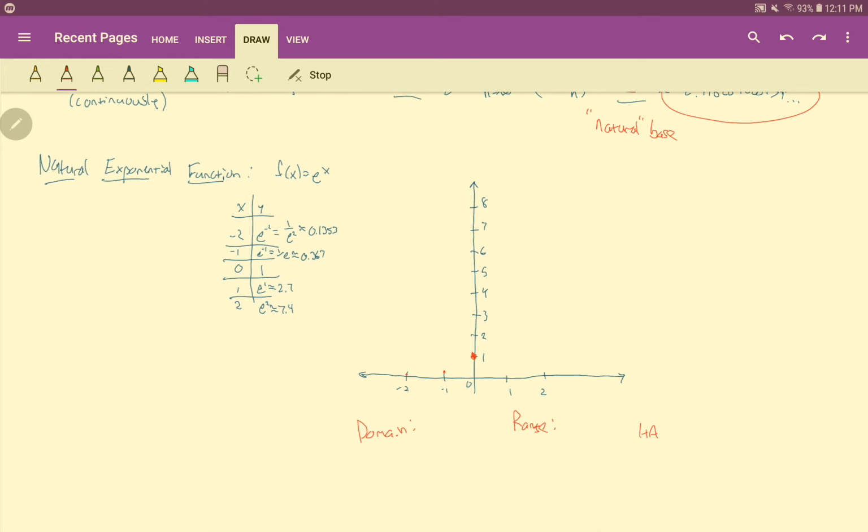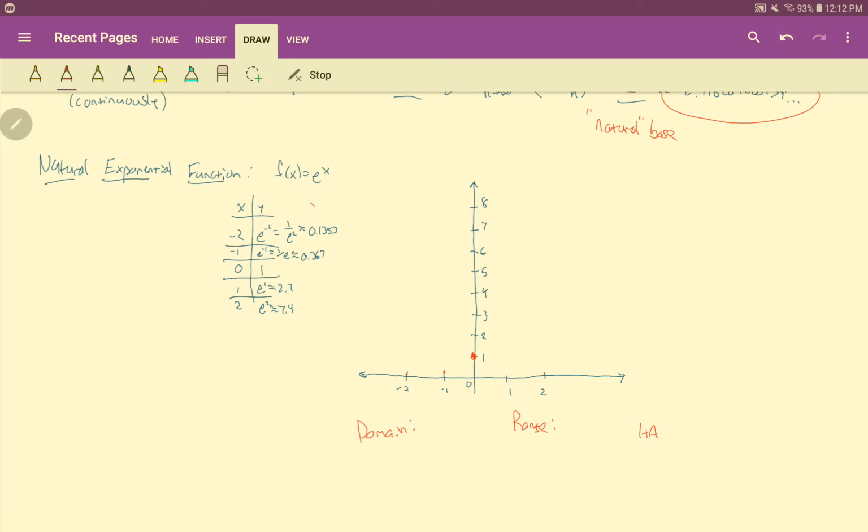So let's graph this thing. Again, it's an exponential function, so it's going to look just like 2 to the x. It's going to look just like 10 to the x in shape. Obviously the amount of increase is going to vary slightly. It'll look more like 2 to the x than 10 to the x because e is closer to 2 than 10. But anyway, you get the idea.